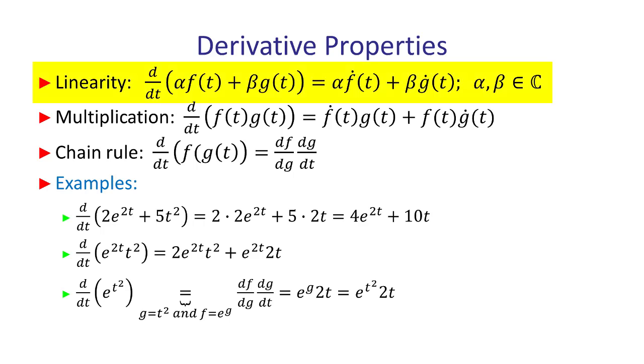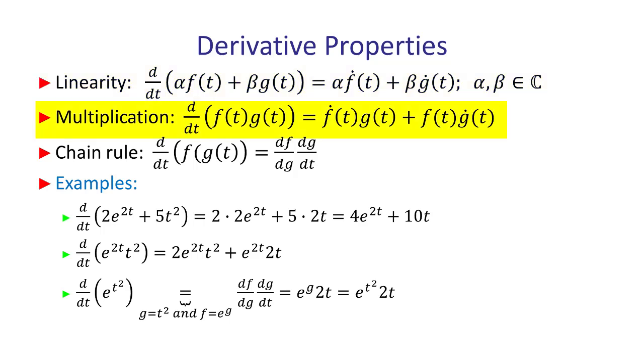First property is the property of linearity. So if you have two different functions, f of t and g of t, and two constants, alpha and beta, and you want the derivative of the function alpha f plus beta g, then this is alpha times the derivative of f plus beta times the derivative of g.